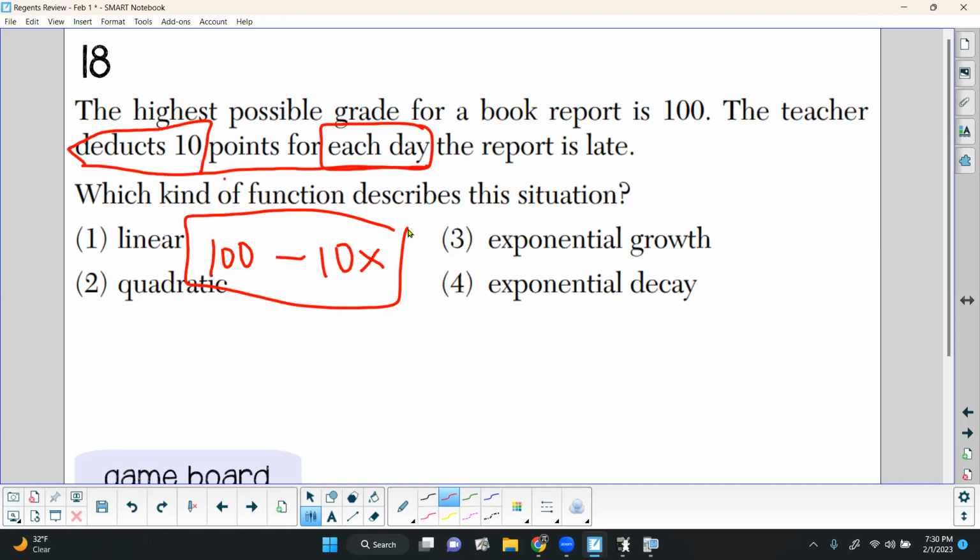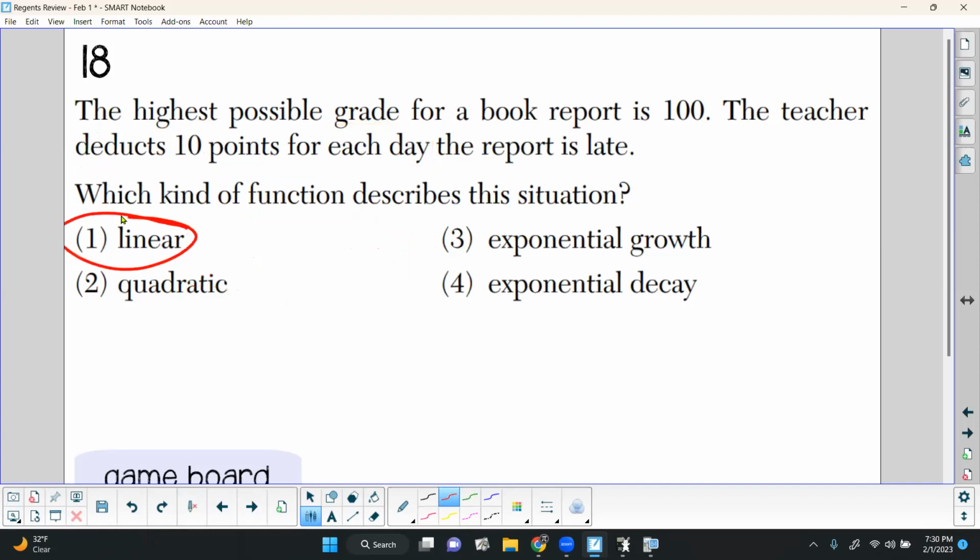If it was something like half credit each day, well, then after the first day, it'd be 50. And then after the next day, it'd be 25. And after the next day, it'd be 12.5. So see how that number is different each time. That's exponential. So this one is linear. Why? Because it has a constant decrease as its rate of change. So the answer to this one was number 1, linear. Thank you to everyone who responded to the question.